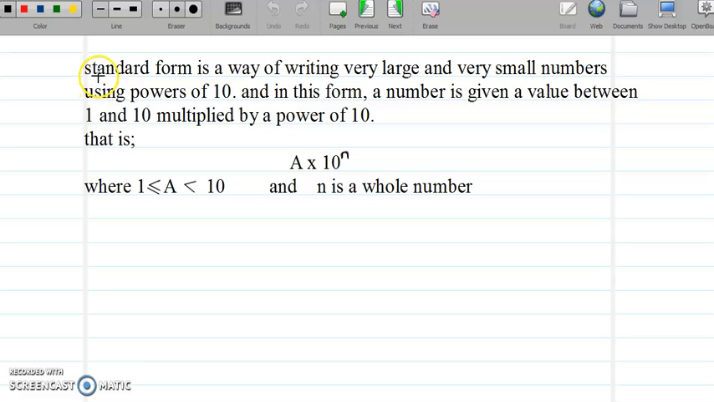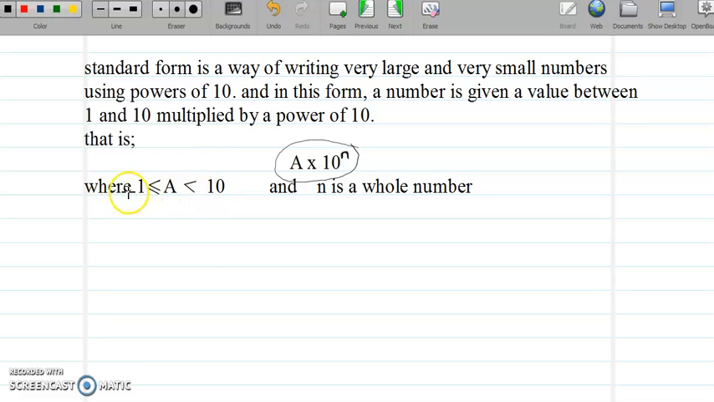We say that standard form is a way of writing very large and very small numbers using powers of 10. And in this form, a number is given a value between 1 and 10 multiplied by a power of 10. That is, we have a standard form to be a number in the form of a times 10 raised to power n, where this number a must be a number between 1 and 10.